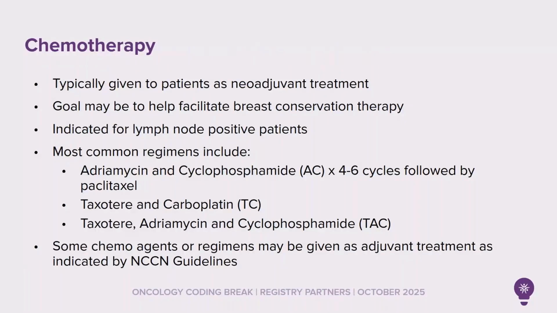Chemotherapy is typically given to patients as neoadjuvant treatment. The treatment goal may be to help facilitate breast conservation therapy. Per the NCCN guidelines, this is indicated for lymph node positive patients. The most common regimens include adriamycin and cyclophosphamide for 4 to 6 cycles, followed by paclitaxel, taxotere and carboplatin, taxotere, adriamycin, and cyclophosphamide. And some chemo agents or regimens may be given as adjuvant treatment as indicated by the NCCN guidelines.